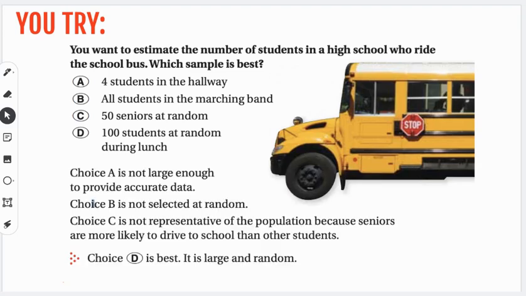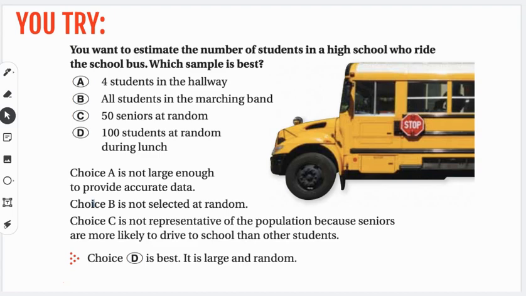All right, so in this case, choice A would not be large enough. If you're selecting 4 students out of an entire school, that's not a big enough sample. B, all students in the marching band. So again, that's not selected at random because that's only including one elective class.